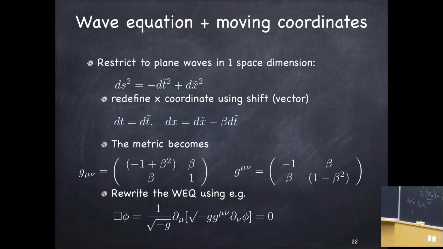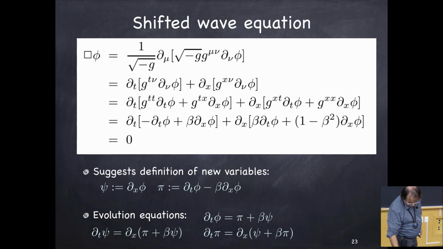Okay, so if you move around your coordinates, you just make a coordinate transformation. You move your coordinate with a speed beta. You can compute what your metric is in the new coordinates. You can compute what your wave operator is in the new coordinates. We're not going to do all the calculations. You can write your wave equation now explicitly in terms of the beta, just writing this out. You get something which looks nasty, kind of longish.